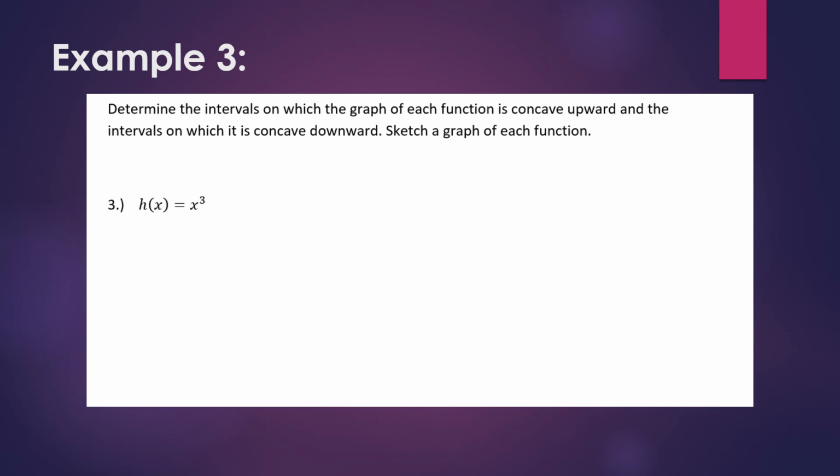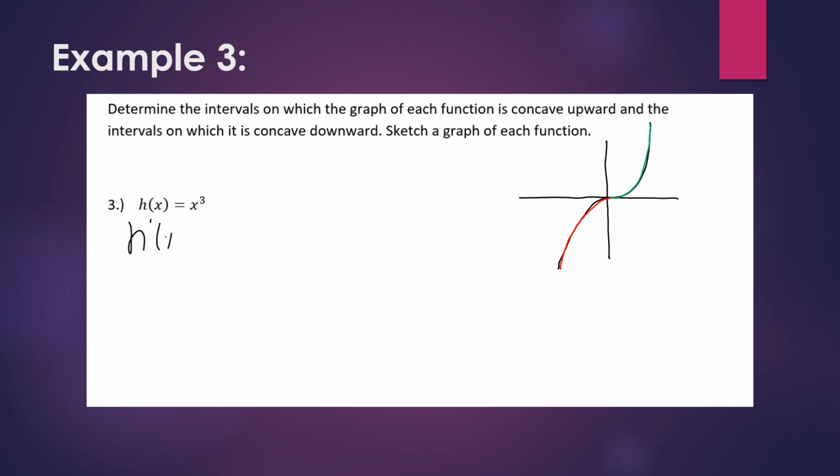All right, example 3, same instructions as the first two, and we're dealing with the function h of x equals x cubed. This one is actually going to have a point where the concavity does change. If you remember, a cubic function will look something like this. As you can tell, we will have a concave down portion, and then a concave up portion. But now let's just imagine that we didn't know what this looked like. So let's do the math.